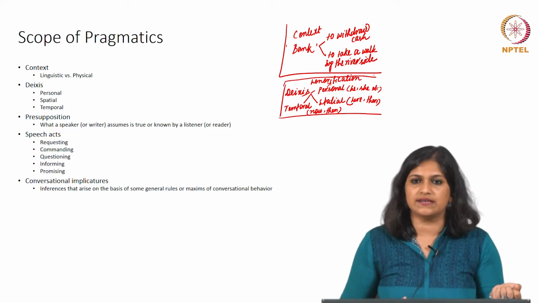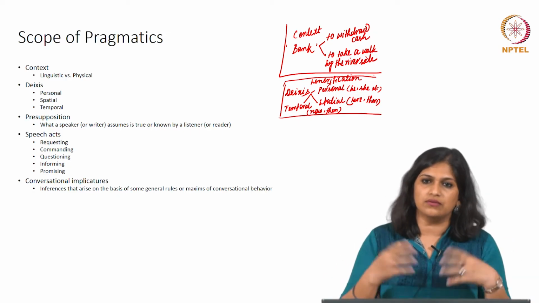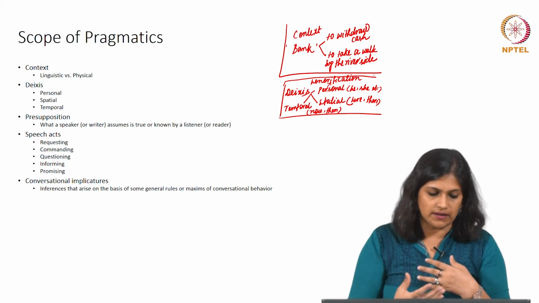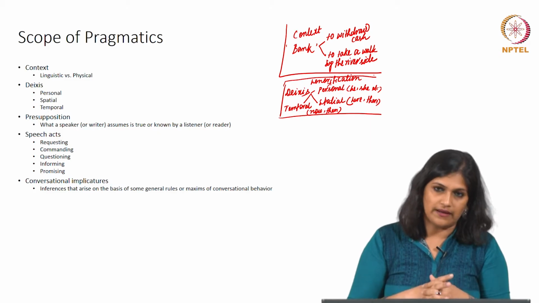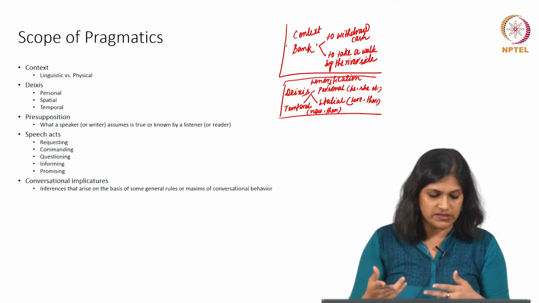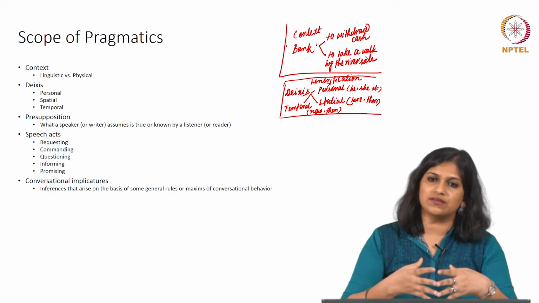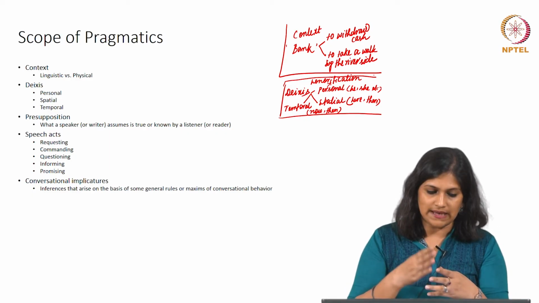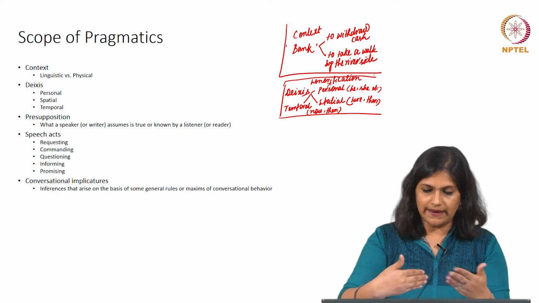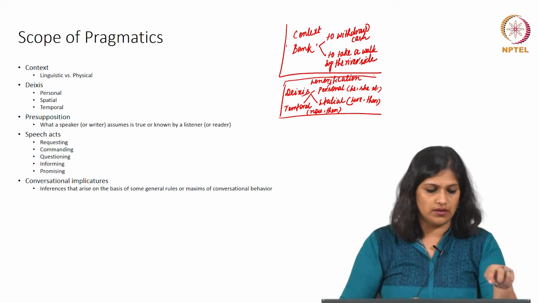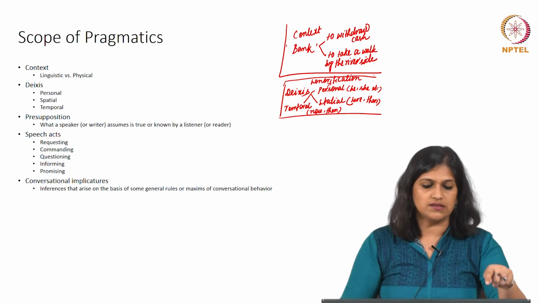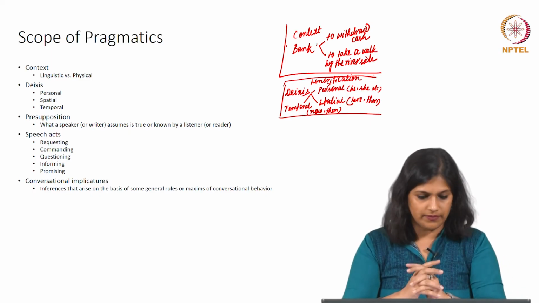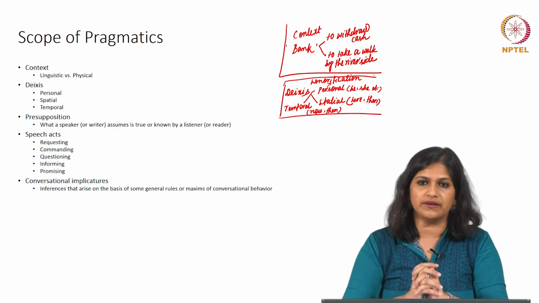Just the linguistic context is not going to be enough. So you definitely need to add other kinds of physical context, the deictic markers, and the presuppositions that you have. You might perform a couple of speech acts, and only then does the conversation become interesting. So the conversational implicature might have some relation to the other scopes of pragmatics, right. For today's discussion I would stop over here.